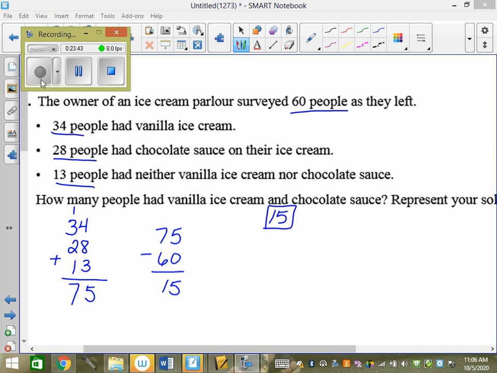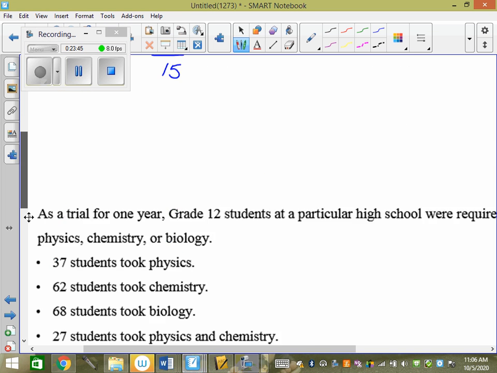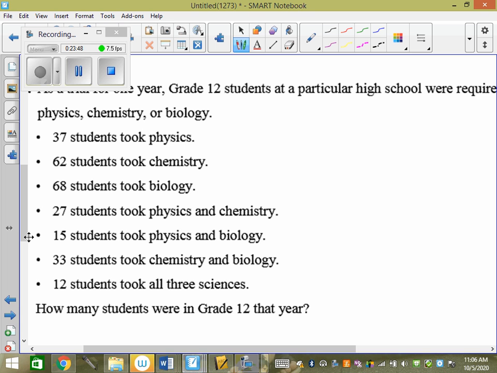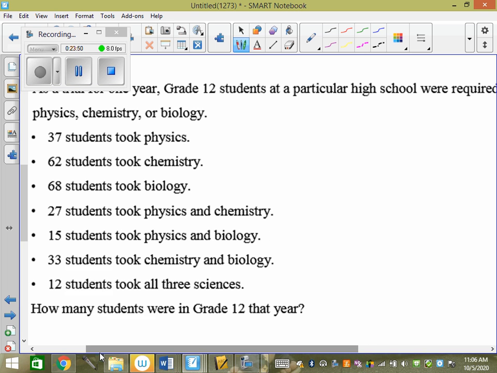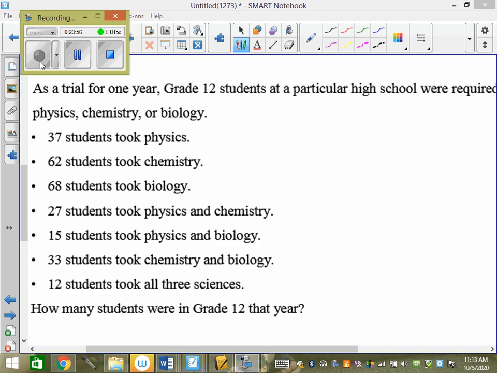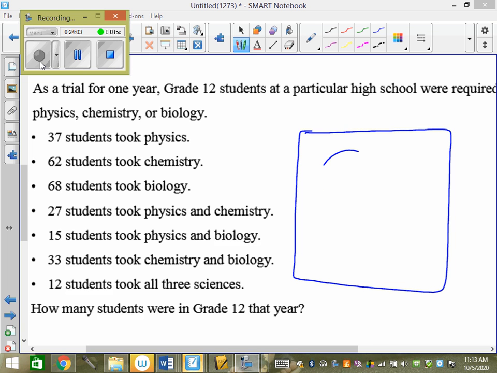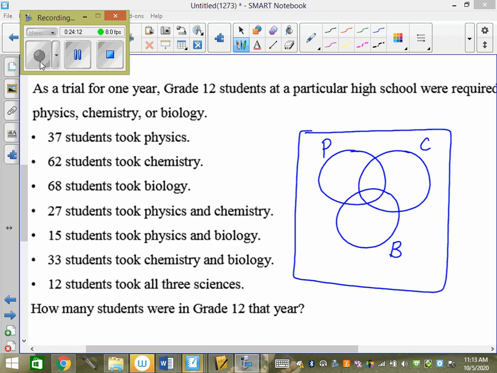All right. So, moving on. Here's your 3 circle, and then we're going to move on to some probability. Do the 3 circle. So, we're going to go through, and we have physics, chemistry, biology. Now, this is the most basic 3-circle Venn diagram I could give you, correct?